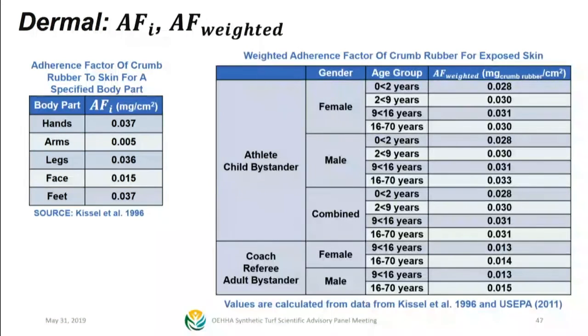This table here shows the calculated weighted adherence factors that are based on the area of exposed skin. So for athletes and child bystanders, they're derived assuming the whole body is available. And for adult bystanders, coaches, and referees, the arms and legs are assumed to be exposed. Values are age and gender specific.